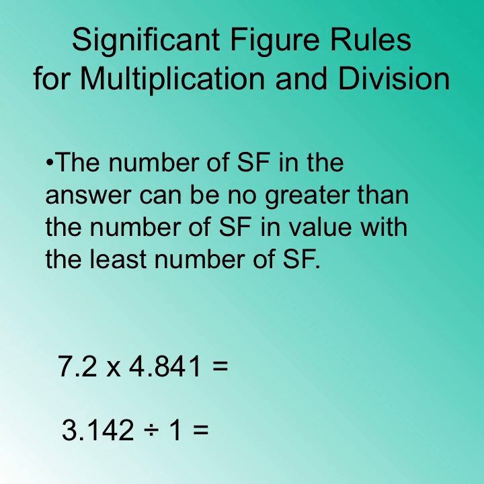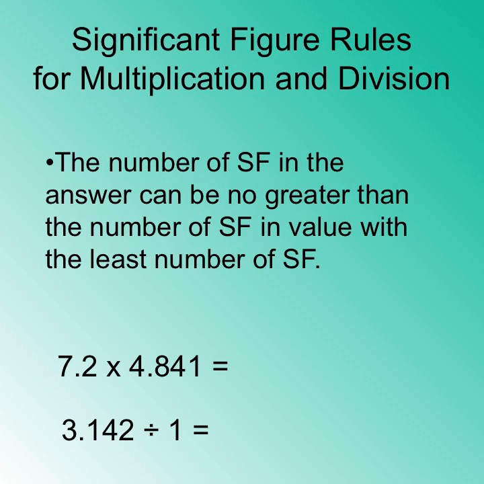Alright, so in this particular case, we need to look at our values that are being multiplied or divided and determine who has fewer significant figures. Of 7.2 and 4.841, 7.2 has fewer significant figures with 2 significant figures. 4.841 has 4 significant figures. What that tells me is that my product in this particular case will have only 2 significant figures.